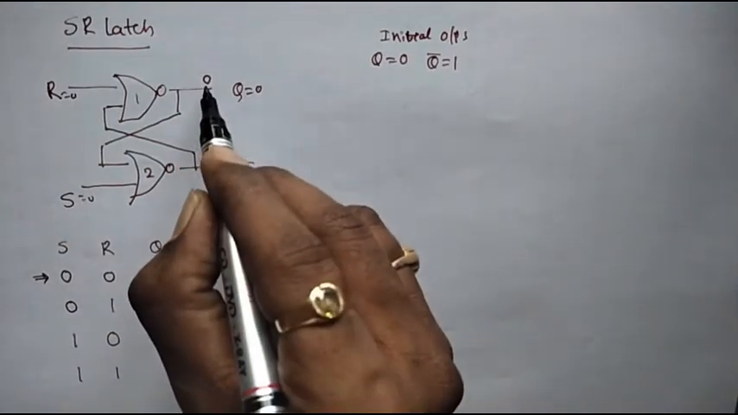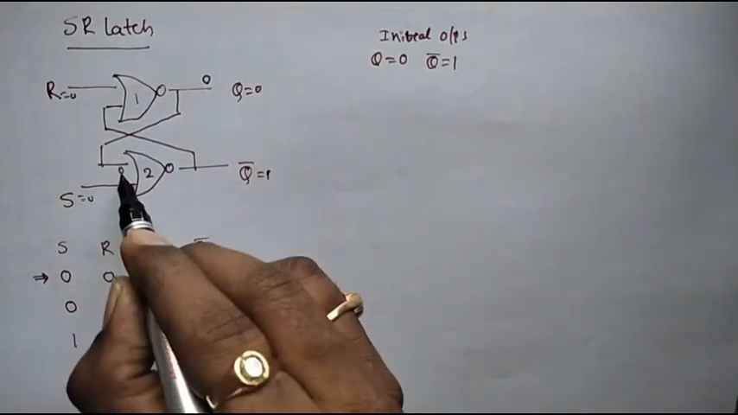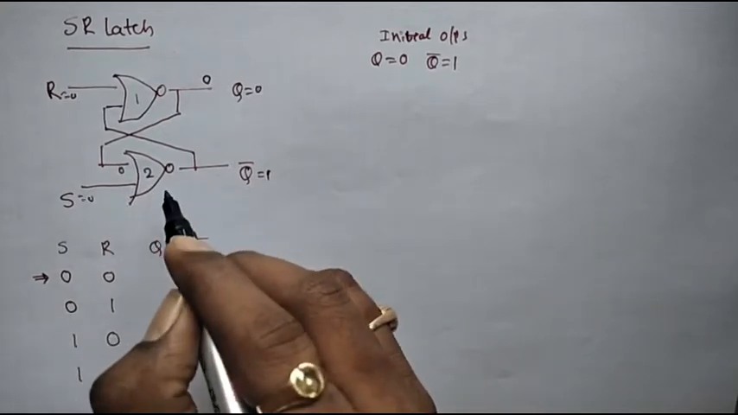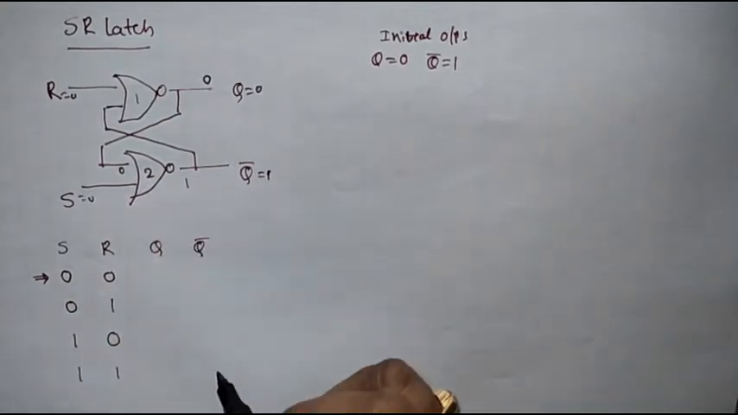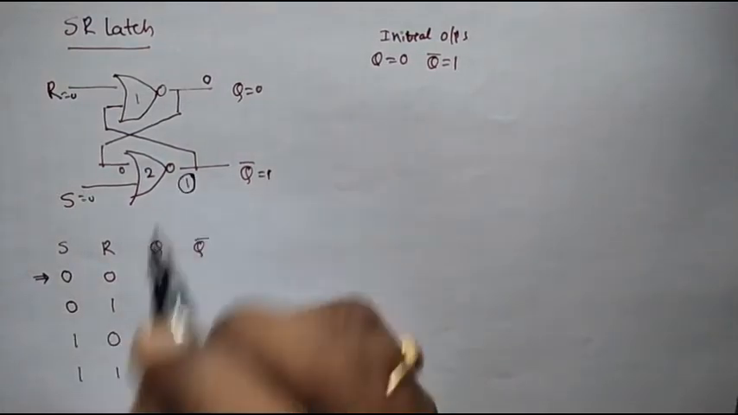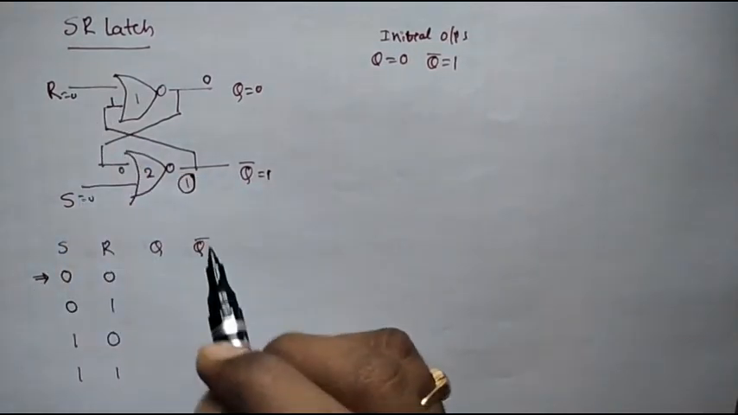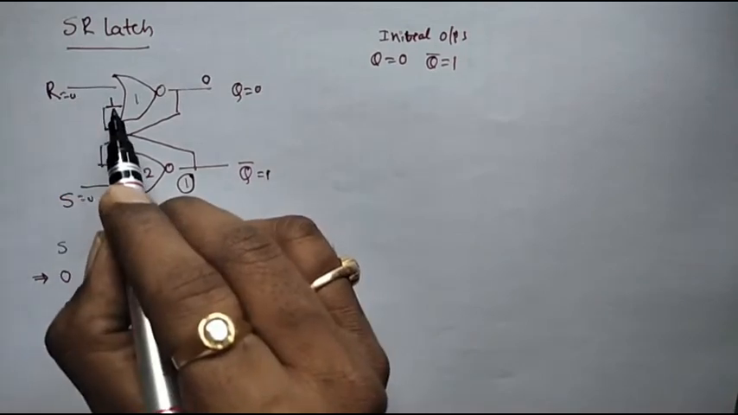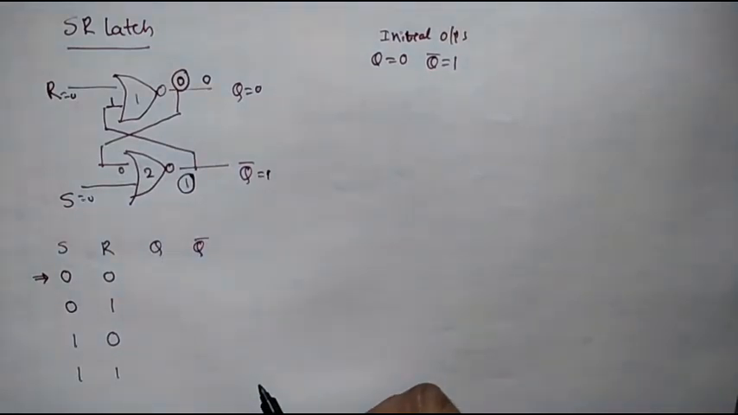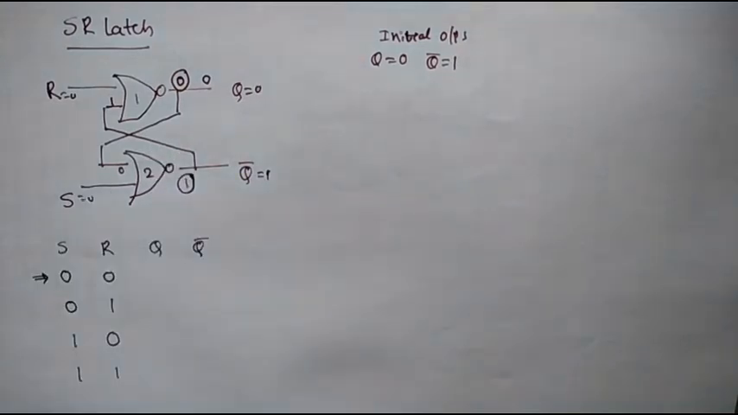As we know, Q is equal to 0, 0 will come here. When 0 is NOR with 0, the output of NOR gate will be 1. I'll put the circle indicating after operation, 1. This 1 will appear here. The 0 NOR with 1 will get as 0. So now again this 0 will appear here, will get 1, and this process will be continued.